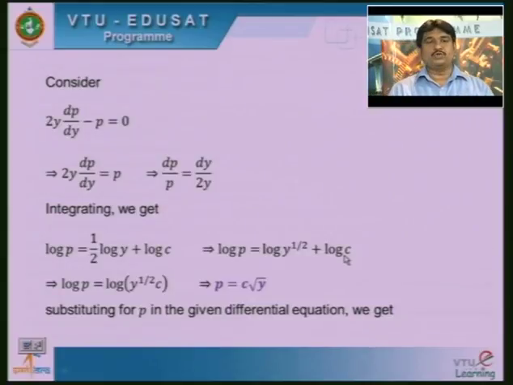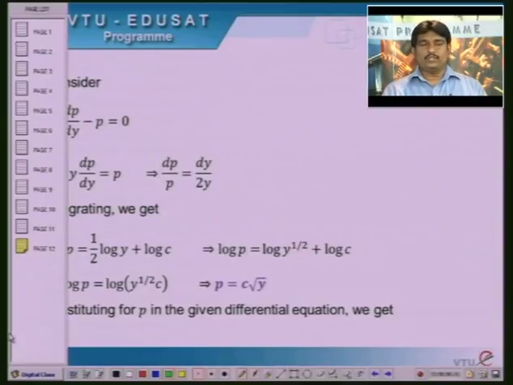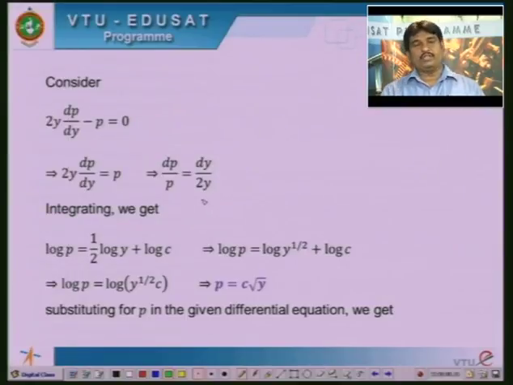Consider 2y into dp by dy minus p equals 0. That implies 2y into dp by dy equals p. You can solve this by the variable separable technique. It is dp by p equals dy by 2y. Integrate it. Integration of 1 by p is log p, that is equal to half times integration of 1 by y, which is log y, plus some constant of integration, which is log c here.